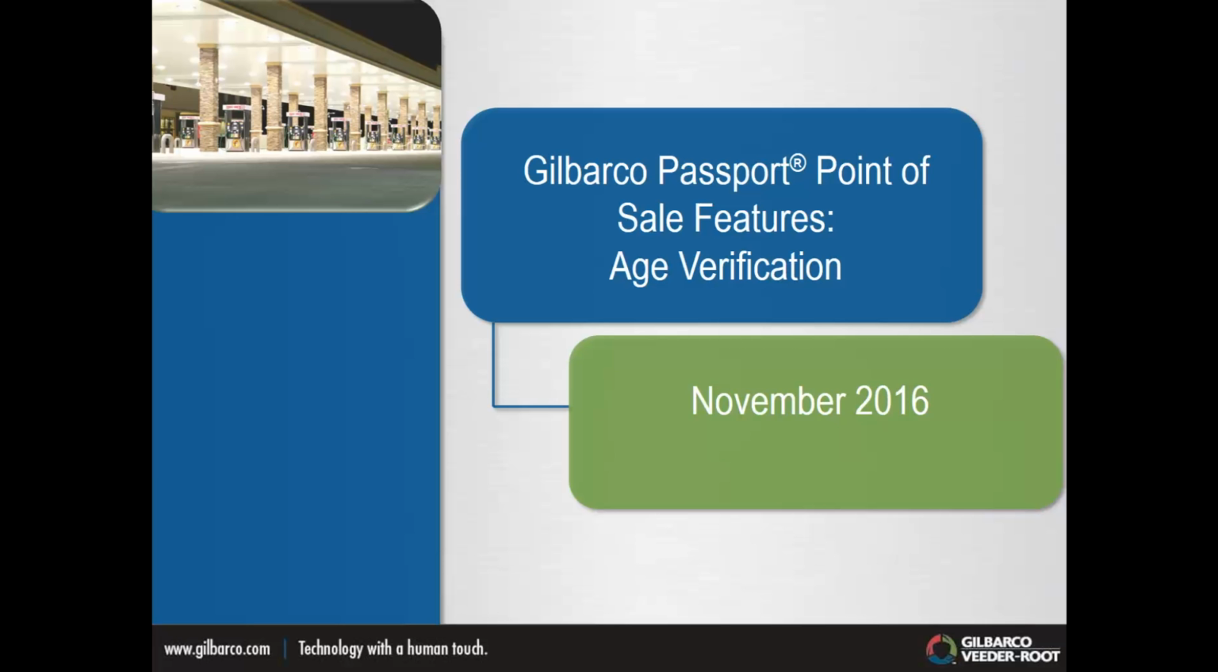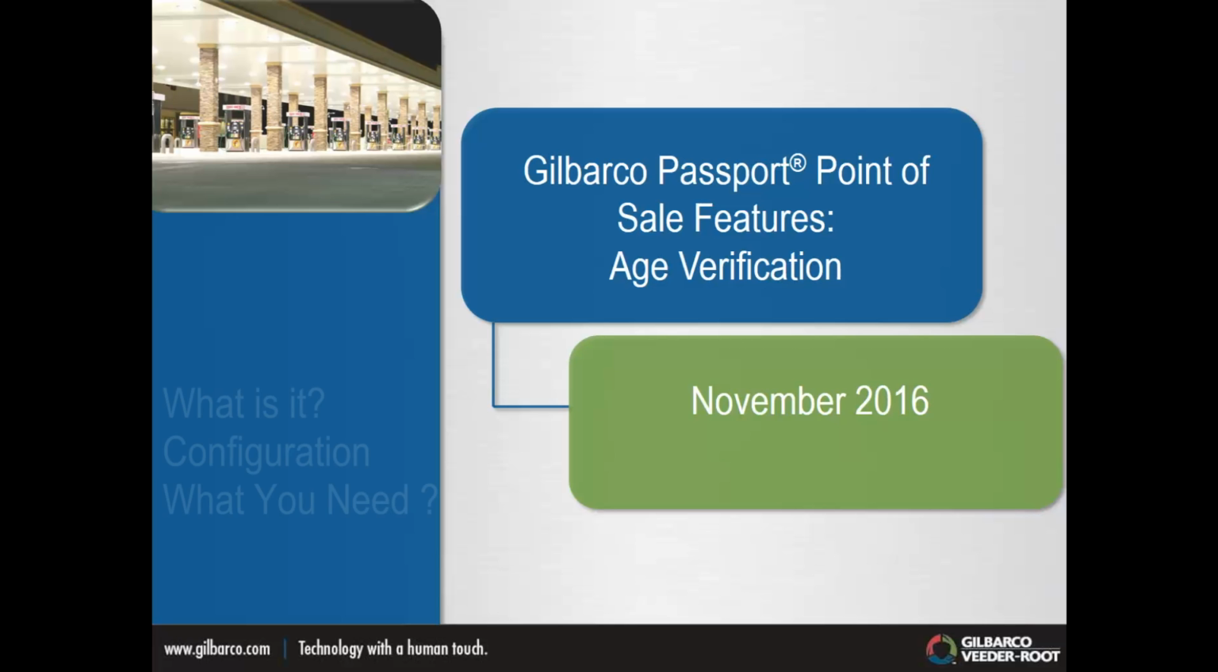Penalties that require the C-store to stop selling one or more restricted items, even for a short period of time, can cost the store tens of thousands of dollars in lost revenue. How does Gilbarco's age verification feature contribute to helping stores protect themselves?